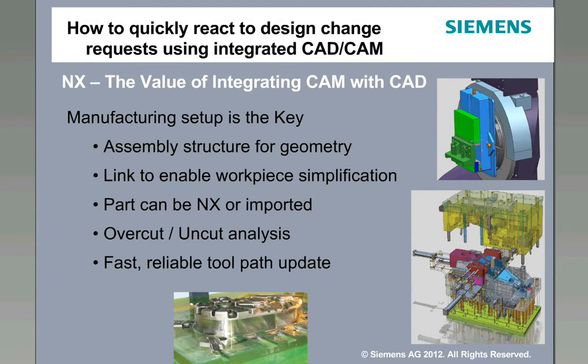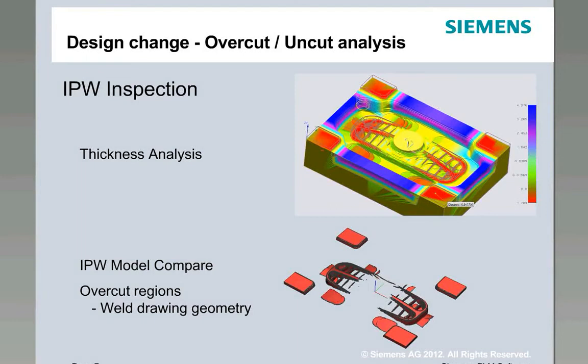In terms of inspecting the IPW, we have tools to give us a thickness analysis of how much material is left on the IPW as compared to the design part, or the CAD model. So because we understand the differences between the two, we can actually generate weld drawings if there's over machining or gouging of the part. We understand where the over machining has taken place, and we can create a model and a drawing from that to represent that, and I'll show you all that in today's session. So I'm going to share my screen. Give me one moment, please.